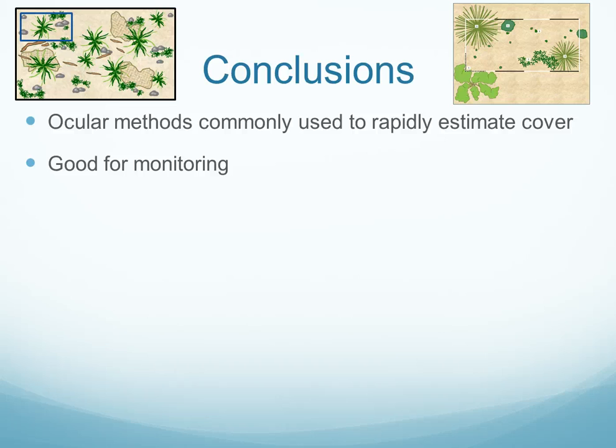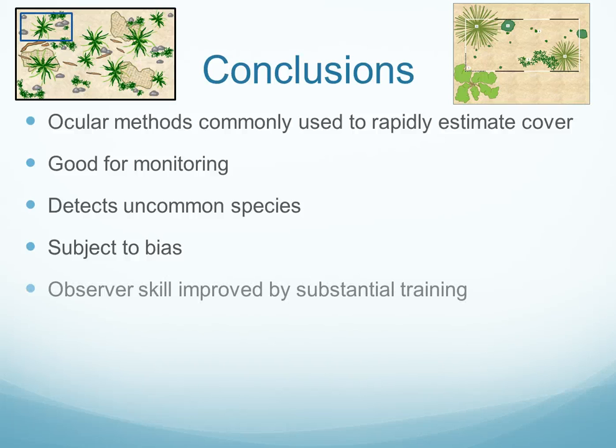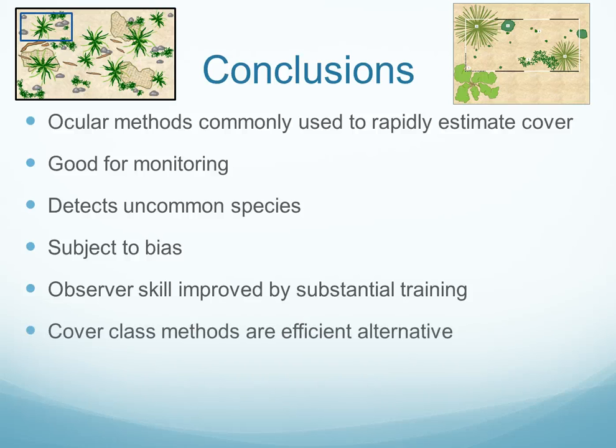So in conclusion, using plots, ocular methods are commonly used to rapidly estimate cover. They're very good for monitoring because it can be done rapidly, and because we can use this approach to detect uncommon species that we would not find, or would be less likely to find, using point-based methods. One of the disadvantages of using ocular estimation in plots is that it is subject to bias, or the potential for bias. And so observer skill is very important. We can improve observer skill by spending time on training and calibration in the field. Cover class methods are commonly used because they are an efficient alternative to estimating cover to the nearest percent.